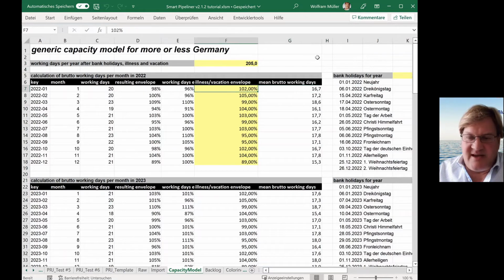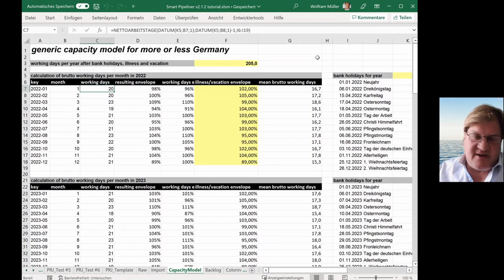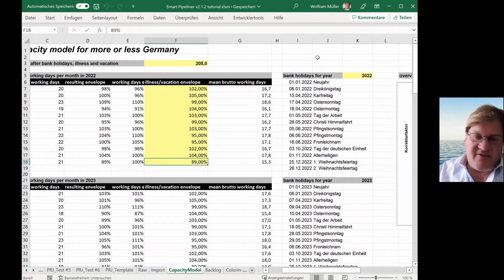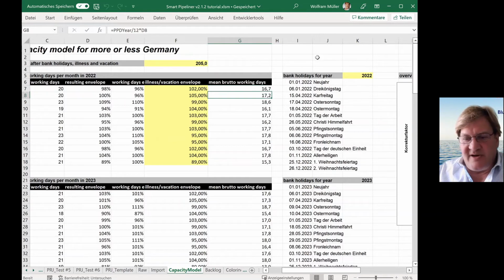You can adjust this, take this, or make everything 100%. That's also fair. If you have statistics, you can adjust this, but you can leave it as it is. The interesting part is really counting working days by the calendar, reducing by bank holidays, and modifying a little with the typical illness and vacation distribution. And out of this, the brutto working days per month are calculated. So it's somehow interesting, sophisticated stuff.